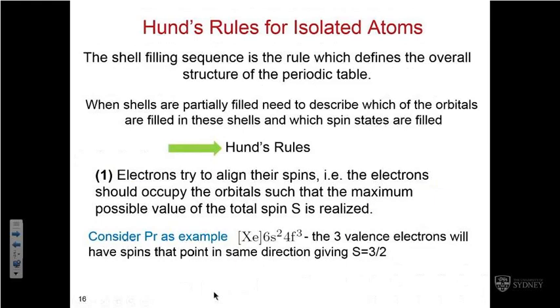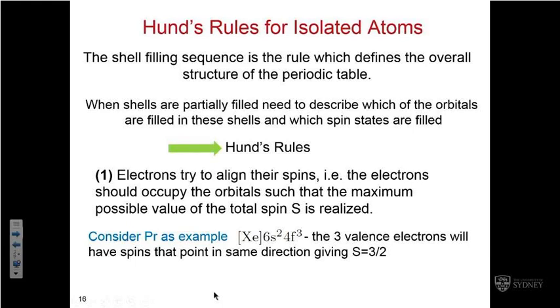Each electron has its spin. We've got these various states that can go in, so we have to put the electrons into the orbitals in a way that the spins are aligned. Not like that, like this. That's the first rule. It says that electrons try to align their spins so that they occupy the orbitals that maximize the total spin. If I've got 2 electrons with spin up, I've got a half plus a half. The total spin is 1.